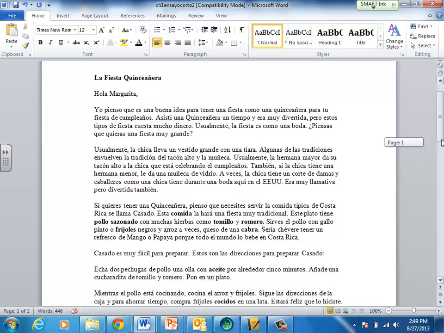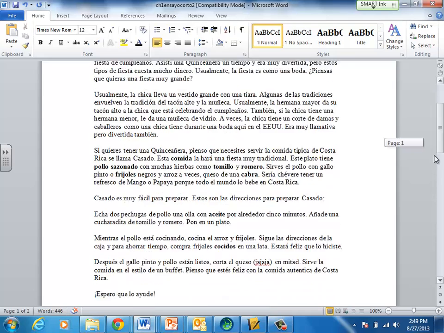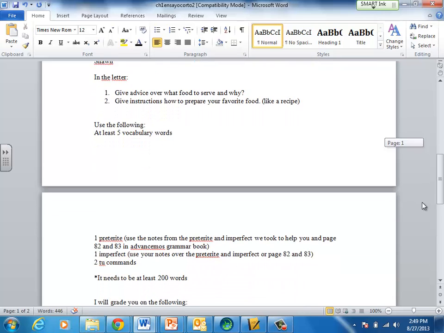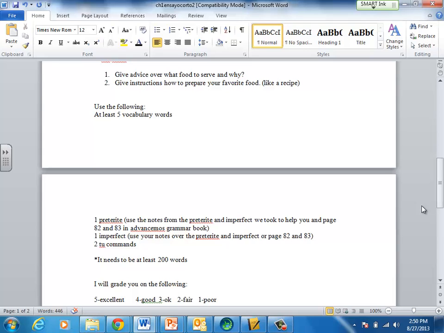And tomorrow you'll get a copy of this, okay? When you write your ensayo corto, you're going to talk about a time, and if you look down here at the bottom, in the letter, you're going to give advice over what food you're going to serve at a party. And then you're going to give instructions on how to prepare the food, like a recipe. You need to use at least 5 vocabulary words, the preterite and the imperfect. You can review your notes, and also if you want to use your Avancemos book in class tomorrow, pages 82 and 83 give you some good explanations over the preterite and the imperfect.